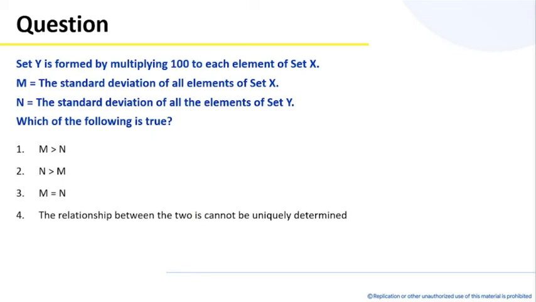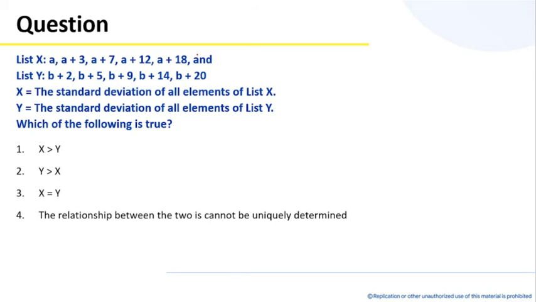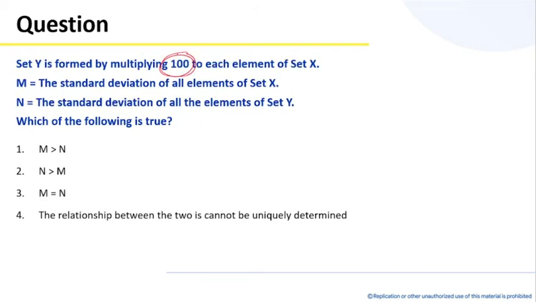Set y is formed by multiplying 100 to every element of x. What is the standard deviation? Let m be the standard deviation of x, where x has, let's say, a, b, c, d, and y is definitely 100a, 100b, 100c, 100d. Which of the following statements are true?